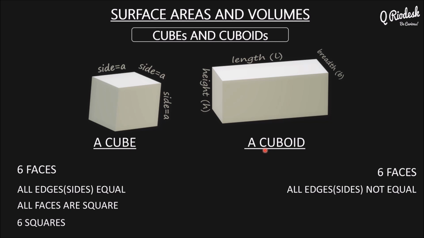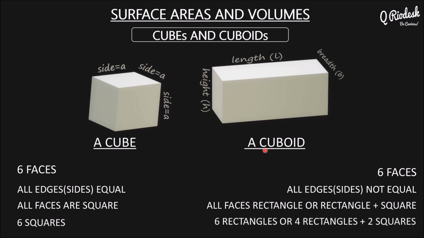So if all three of them are unequal, length is not equal to breadth is not equal to height, then we will have all faces as rectangles. And if any one pair, either length and breadth, length and height, or breadth and height, is equal, then we will have a combination of rectangles plus squares. So below there we have 6 rectangles if all three are unequal, or if one pair is equal, then we will have 4 rectangles and 2 squares.